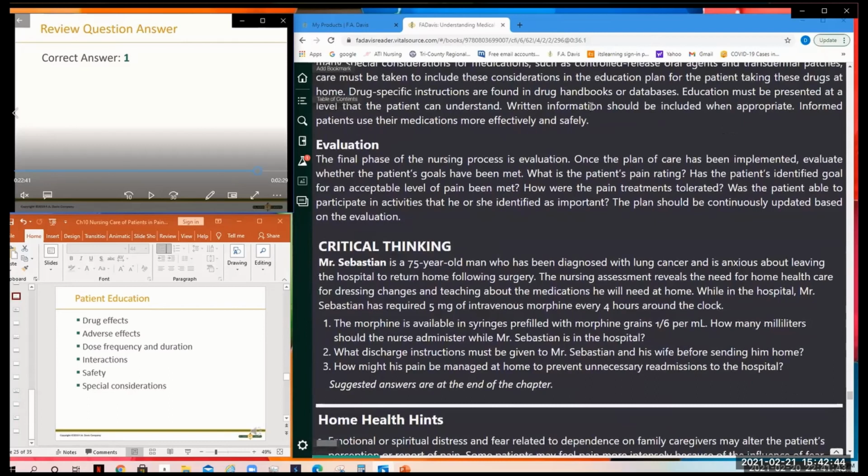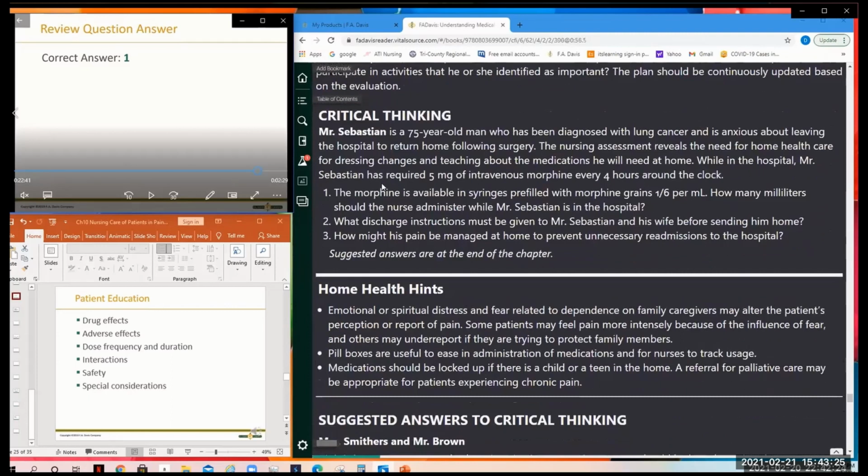Evaluation. The final phase of the nursing process is evaluation. Once the plan of care has been implemented, evaluate whether the patient's goals have been met. What is the patient's pain rating? Has the patient's identified goal for an acceptable level of pain been met? How were the pain treatments tolerated? Was the patient able to participate in activities that he or she identified as important? The plan should be continuously updated based on the evaluation.